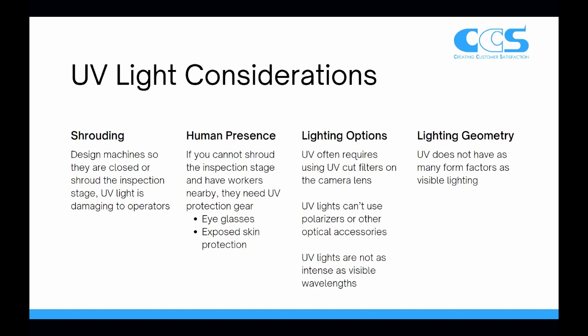Other lighting options: UV often requires using a UV cut filter. Sometimes you don't always have to use it, but more often than not, it will improve your image. You also cannot use polarizers or other optical accessories on UV light. If you try to put a diffuser on a UV light, over time that diffuser will cure and become more or less diffuse and eventually ruin the output of the light. So if you buy a UV light, it's going to have a glass protectant, and unless you buy a specific UV polarizer, if the company has one, you can't just add any old plastic polarizer to it.